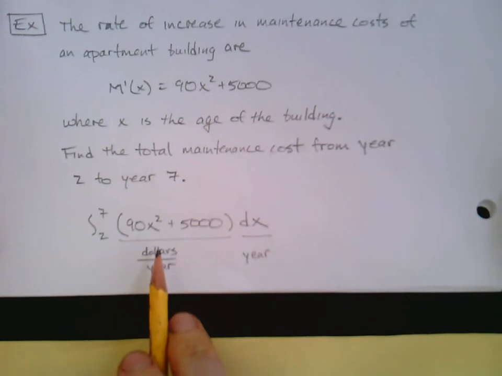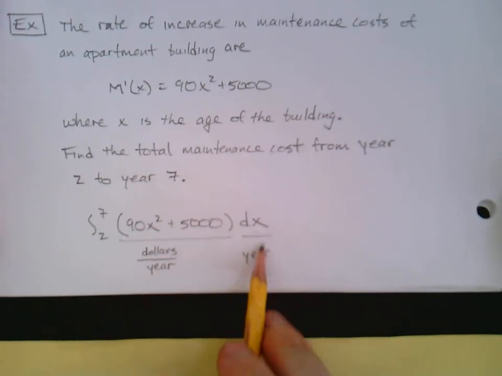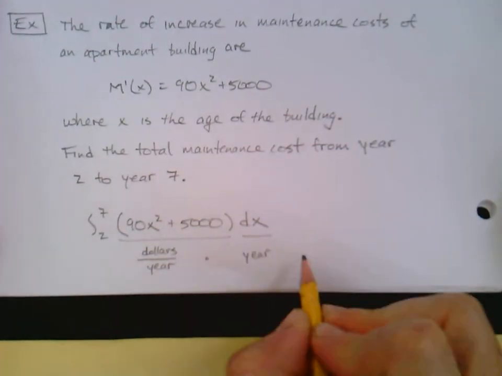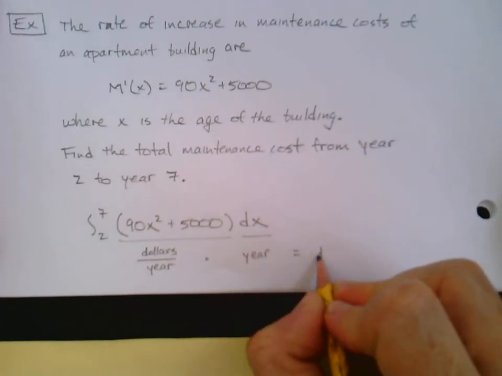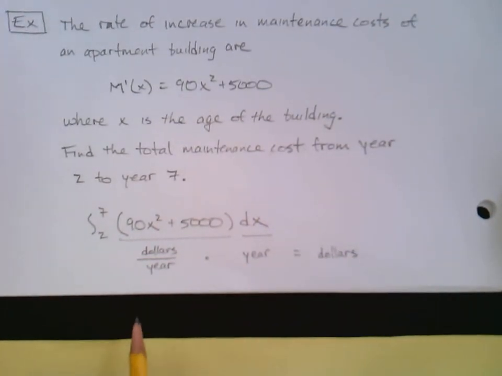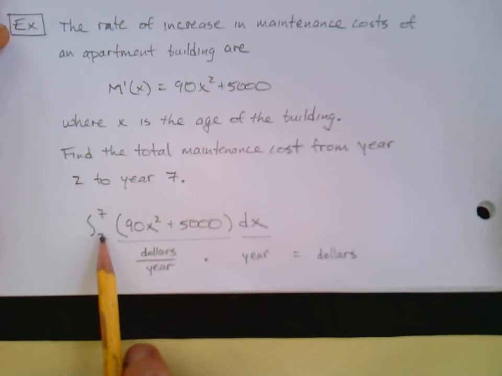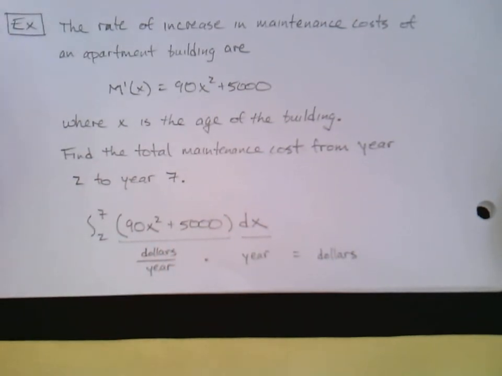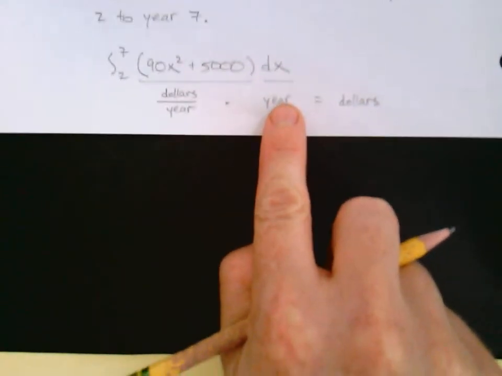So we're doing dollars per year times years. What are we going to get when we're done? Dollars. And then we're adding all of those up for each tiny infinitesimal increment from 2 to 7 years. Oh man, that's so awesome. All right, here we go. We can knock this thing out. Let me keep this up on the screen so we can see the steps.